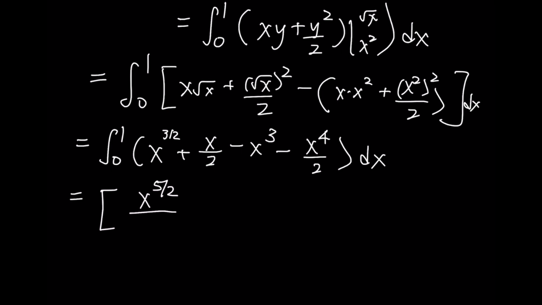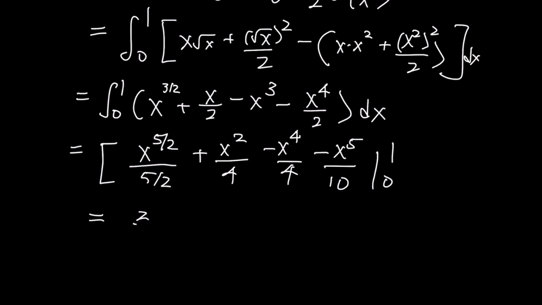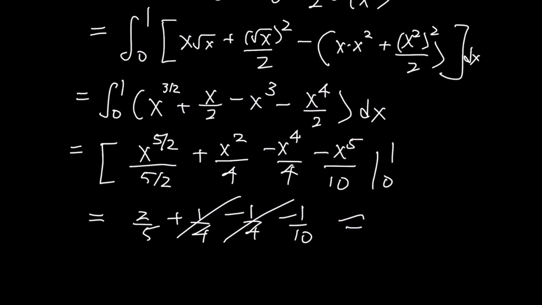x to the 5 over 2 divided by 5 over 2, x squared divided by 4, x to the 4 over 4, x to the 5 over 10, evaluated from 0 to 1. We'll get 2/5 plus 1/4 minus 1/4 minus 1/10. These two terms will cancel out. We'll have 4/10 minus 1/10, which is 3/10.